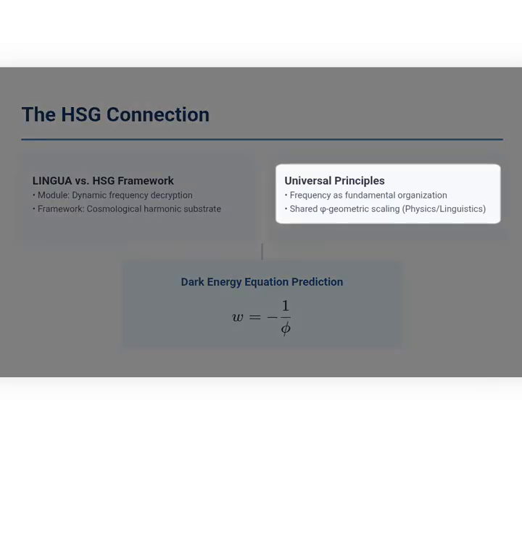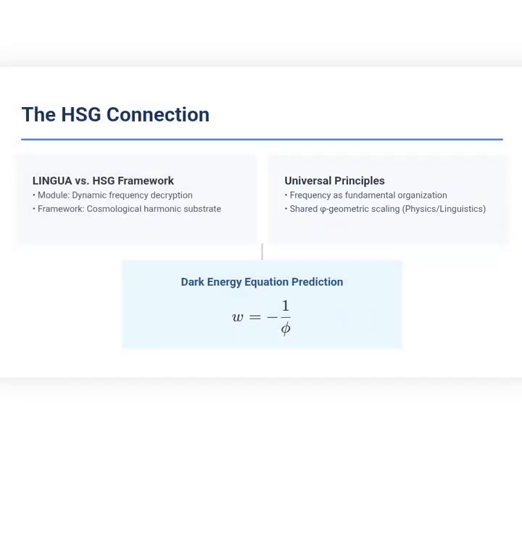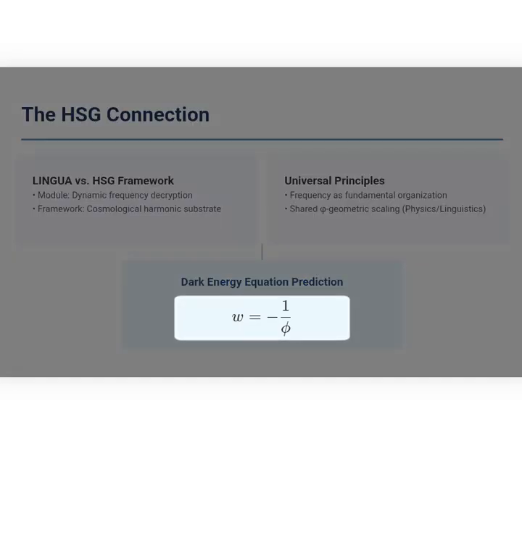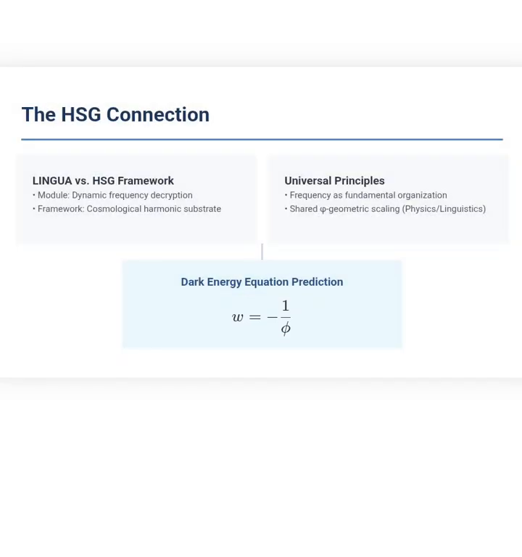This leads us to a fundamental universal principle: frequency as an organizing force. If the universe is built on harmonic resonance, then a sufficiently advanced language system would naturally align with these geometric constants. This isn't just theoretical philosophy. The HSG framework makes concrete predictions, specifically regarding the dark energy equation. Look at this formula: W equals -1/phi. It's a profound moment where the phi geometric principles we use to map the Voynich glyphs on page 9 intersect with cosmological constants. We are looking at a single mathematical language describing both the micro and the macro.